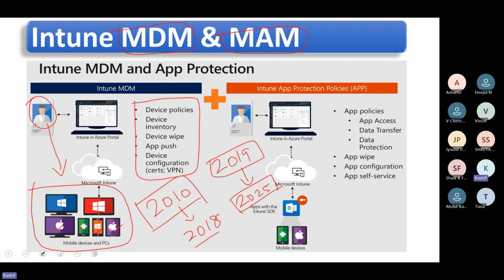There are many other things which Intune does, but these are in a nutshell: the device policies, device inventory, device wipe, application push, device configuration that we do on the devices through Intune. Similarly, through Intune, you can do application management. Suppose you have application called Outlook, for example, and you would like to deploy the policy for that application, like security policy, the data leakage policy. Your employees will not be able to copy the data and send it outside. So all those policies we can apply for the application.